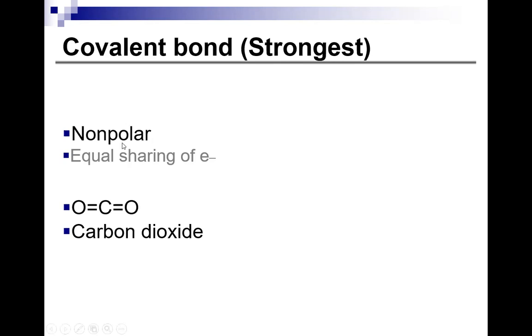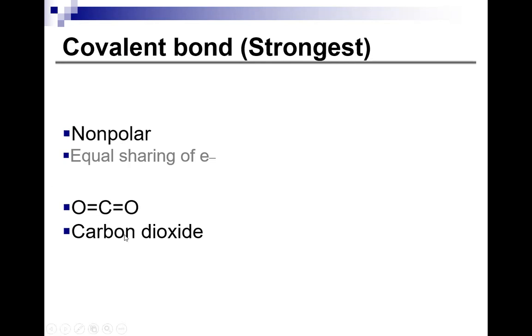So nonpolar means you have no pole, you create no positive or negative regions. And the way that you can create no positive or negative regions is to share electrons equally. So if everybody shares really nicely, you don't create positive and negative regions, so you'd have a nonpolar covalent bond.